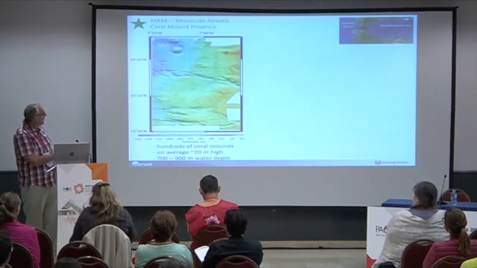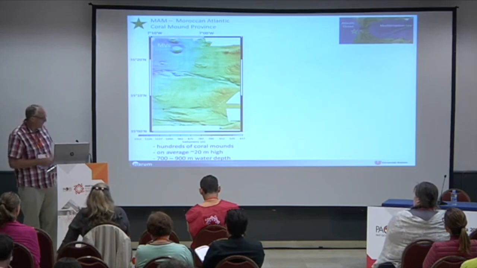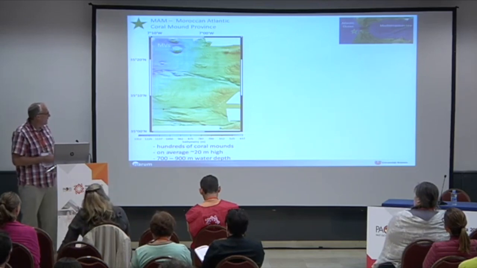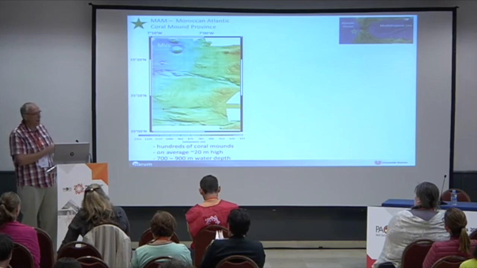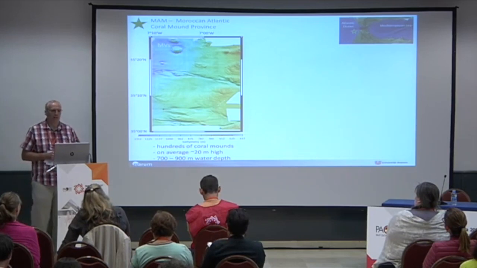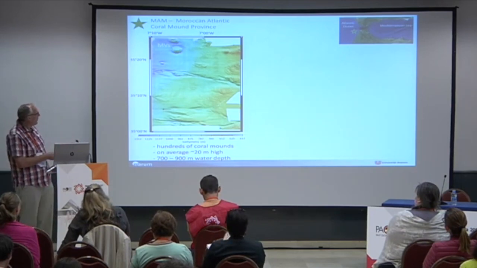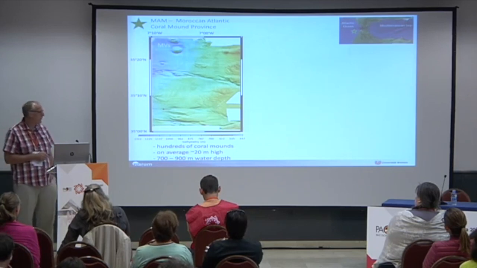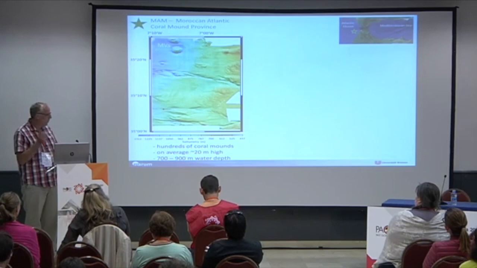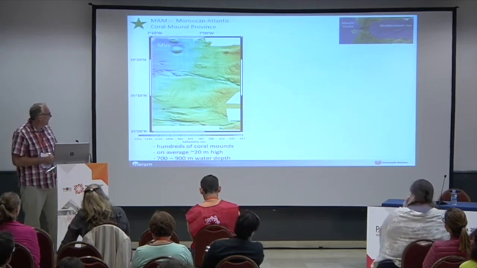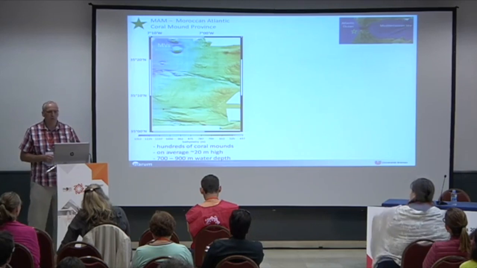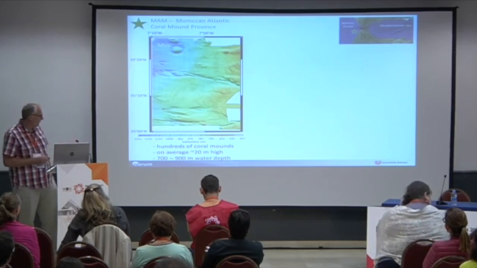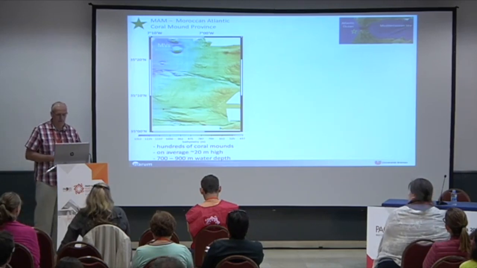Just a brief introduction. That's a map of this western site in the Atlantic. There are some interesting features you see up here, but those are not coral mounds, those are mud volcanoes. I'm afraid you cannot see the coral mounds. That's all these little dots around here, but there are hundreds of them. We mapped them, and there are more than 600 mounds in this relatively small area. On average, they are about 20 meters high and occur in water depths between 700 and 900 meters.